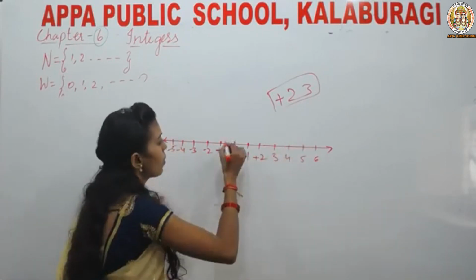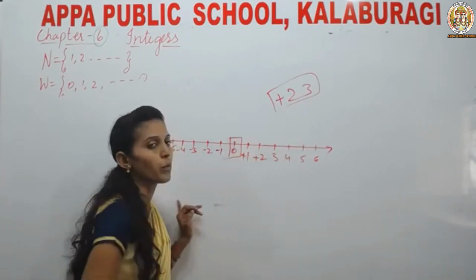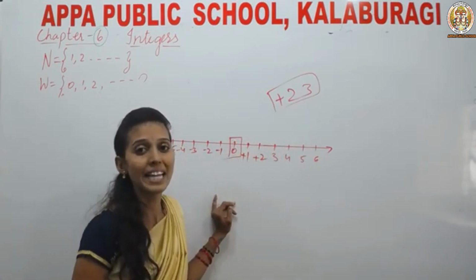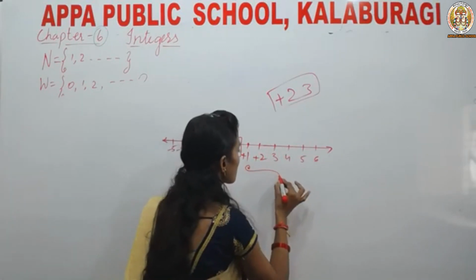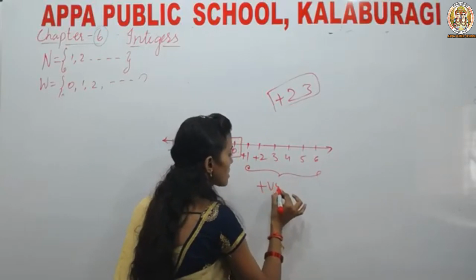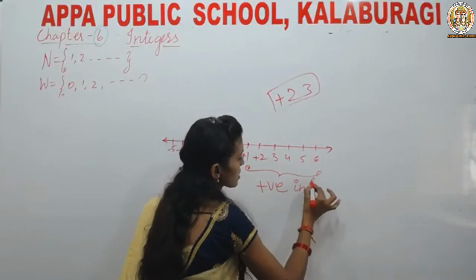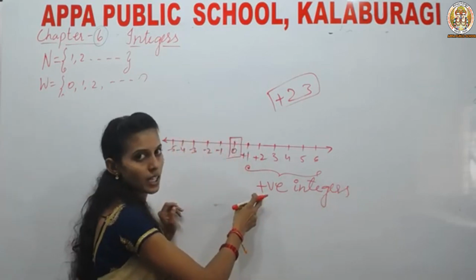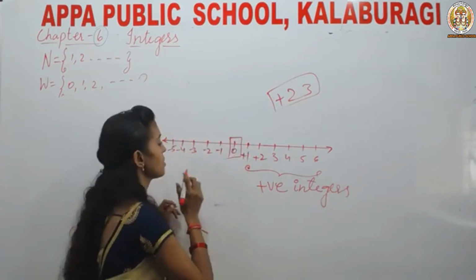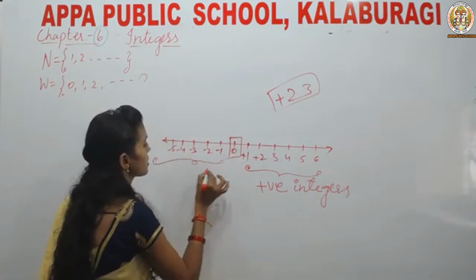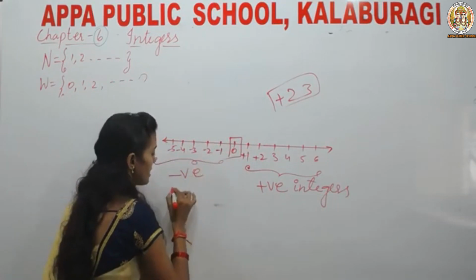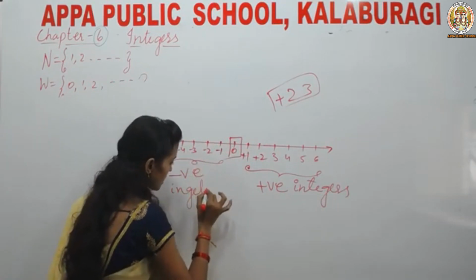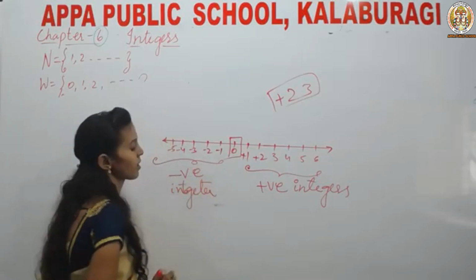So 0 is a balancing number we can see. These are all positive integers. Positive integers means with the plus sign. Negative integers are with the minus sign.